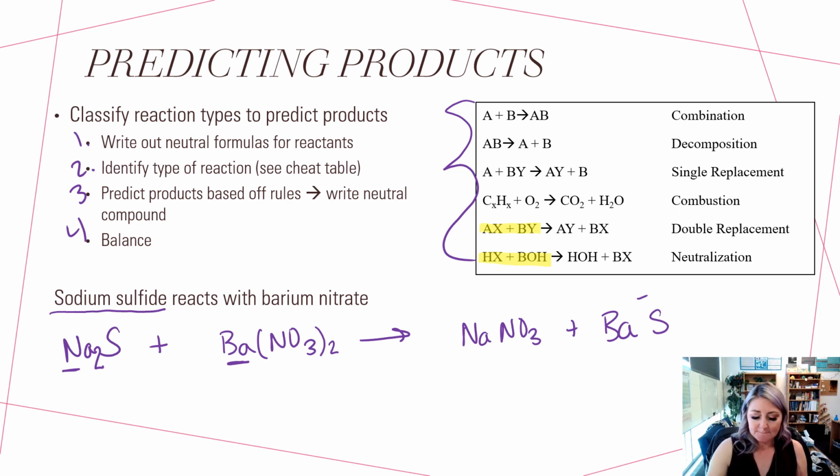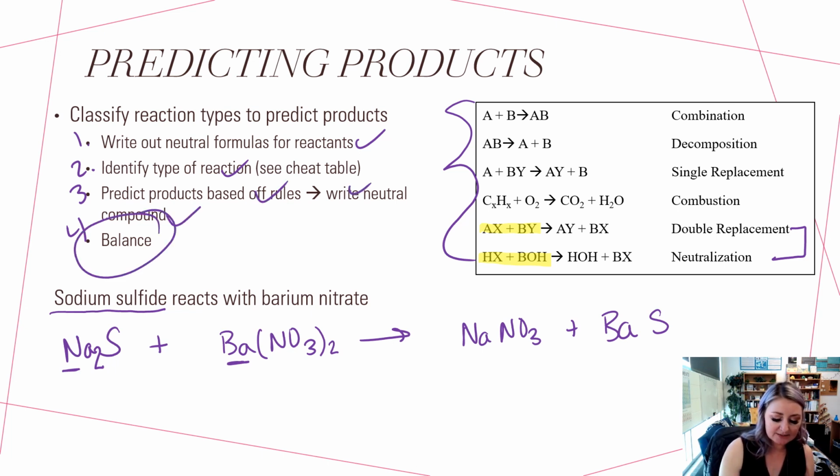Awesome. Oh gosh, I forgot to check off my steps again. Oh no! I wrote out the neutral formulas. I identified the type of reaction. I at least narrowed it to double replacement or neutralization. I predicted products based off of rules. I wrote neutral compounds. I am here. I am ready to balance, which is always the final step.